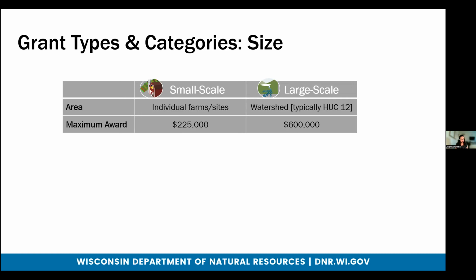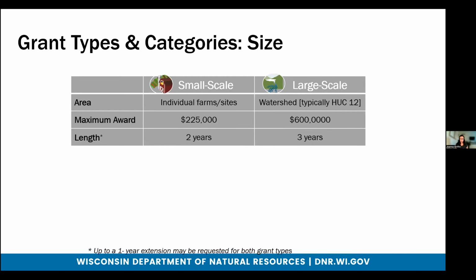The maximum award for small scale is $225,000, and for large scale, $600,000. For small scale TRM grants the grant period is 2 years, and for large scale, the grant period is 3 years. Both large and small scale TRM grantees may request a 1-year project extension. Extensions are not guaranteed, and grantees can't apply for a grant with a project schedule that intends to take longer than allowed by the initial grant period.